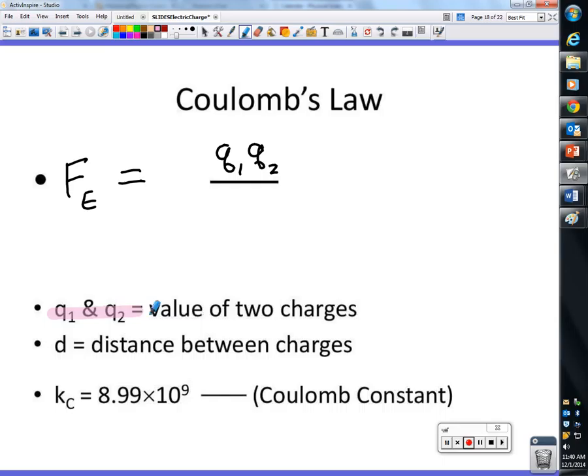Q1 and Q2 are the value of the two charged objects that we're dealing with. Now, when we say the value of the two charged objects, we're talking about how big of an imbalance there is between the number of protons and the number of electrons.